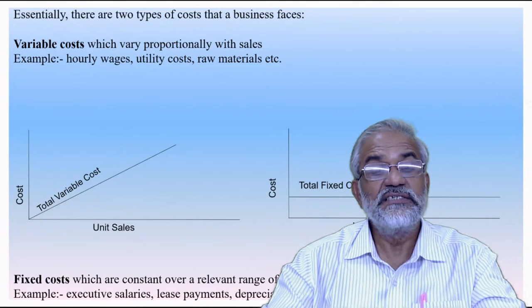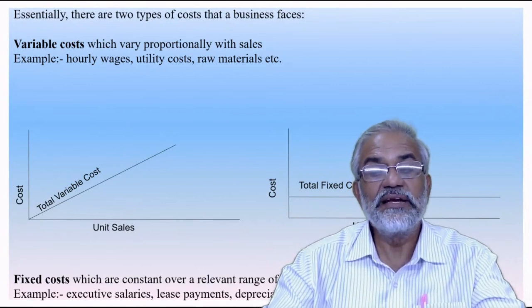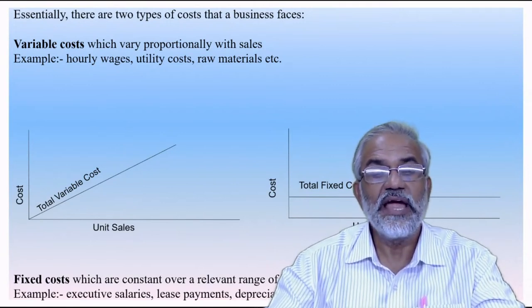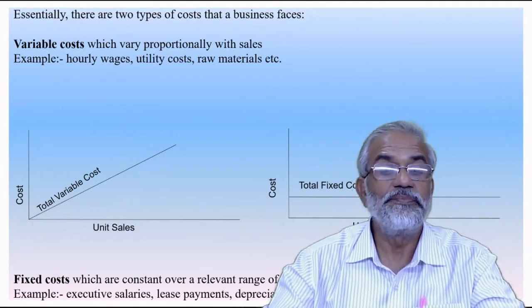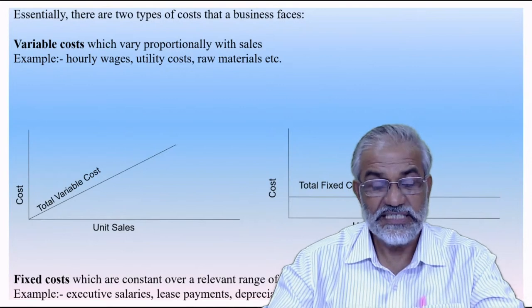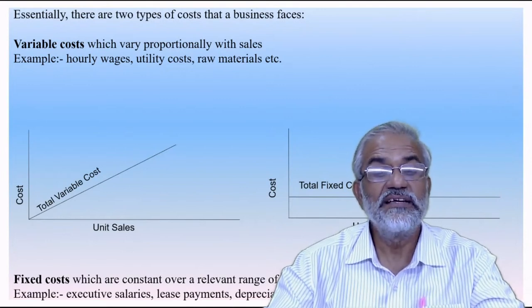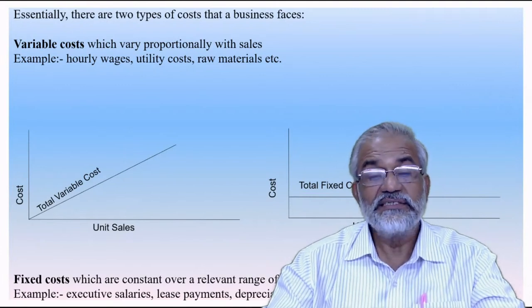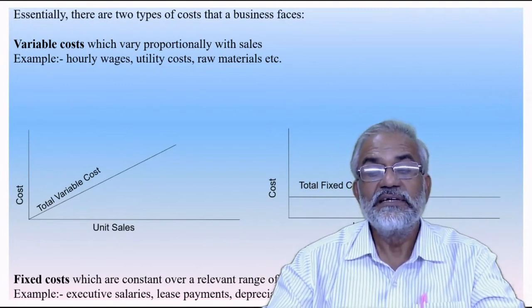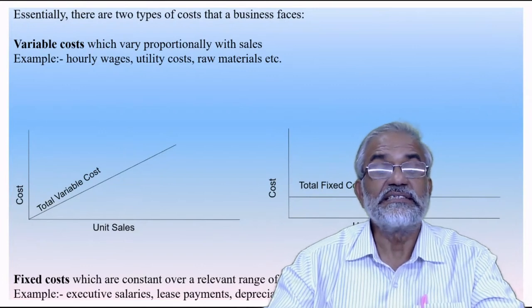The fixed cost is which are constant over a relevant range of sales and for a certain period of time. That is called fixed cost. The examples of fixed cost are executive salary, factory rent, lease payments, depreciation, etc., etc.